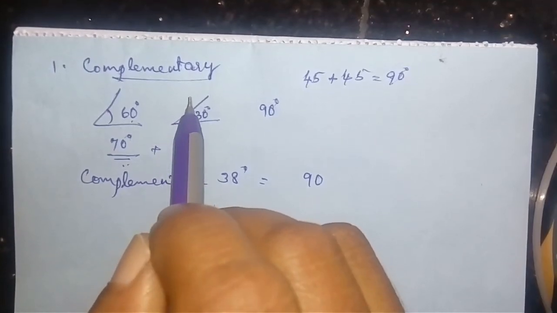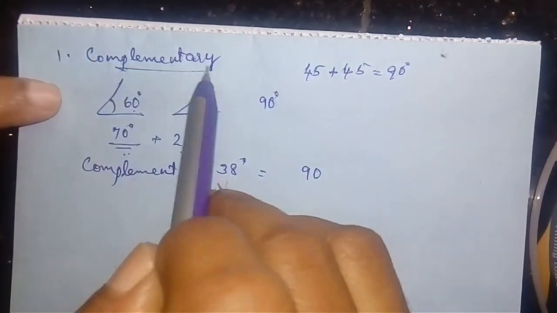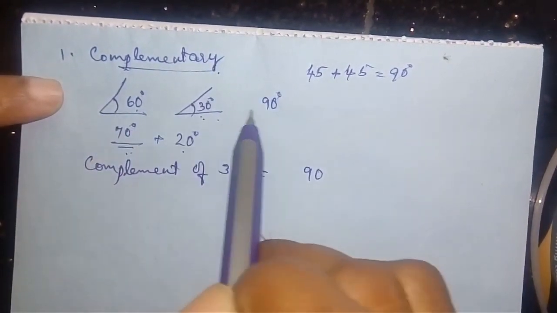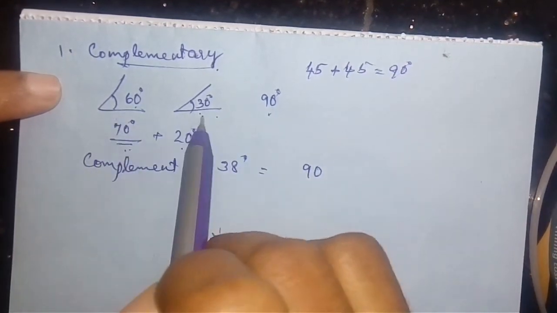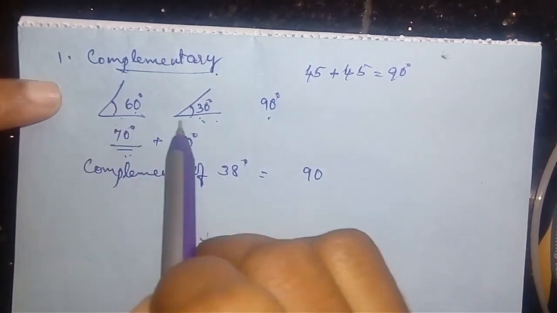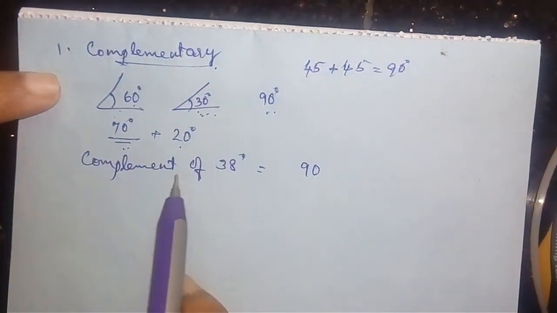Hello children, we can come to the next topic, special pairs of angles. In that, the first one is complementary angles. When the sum of two angles makes 90 degrees, then those angles are said to be complementary.